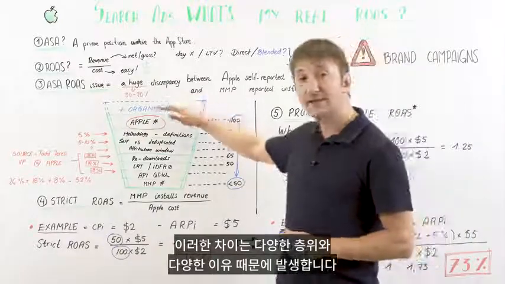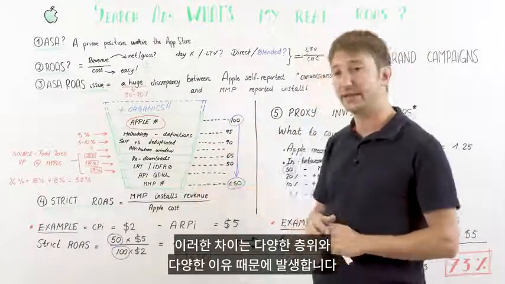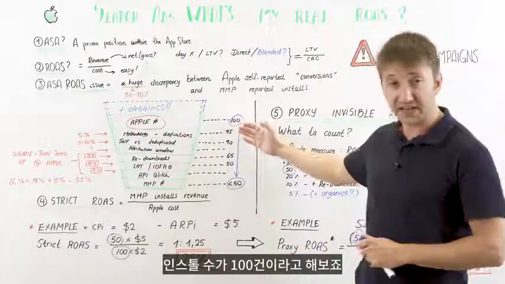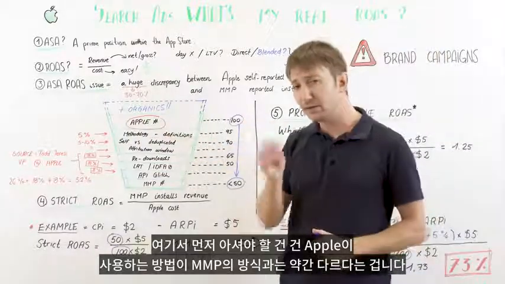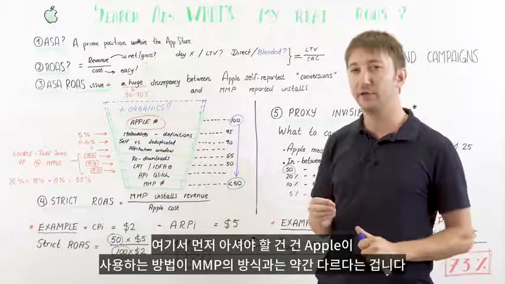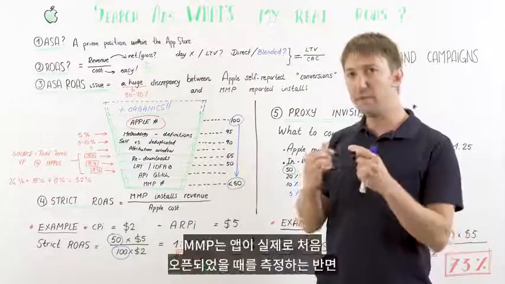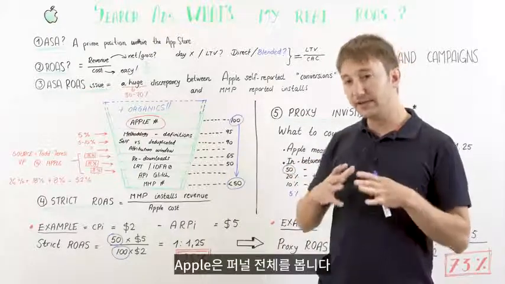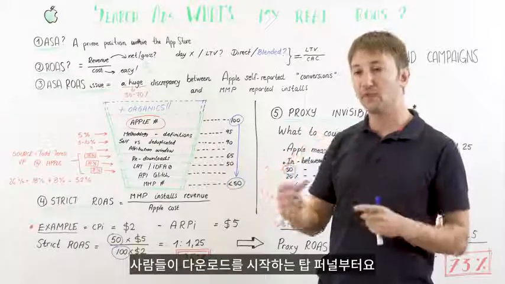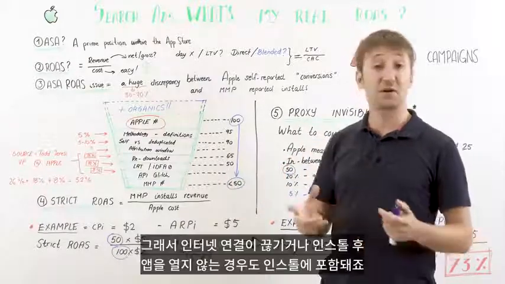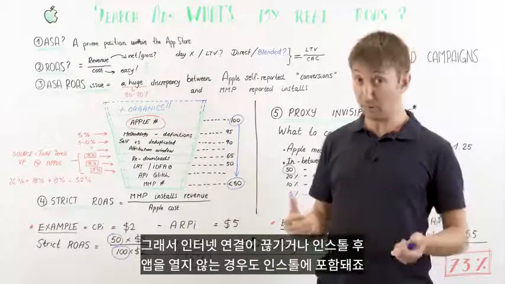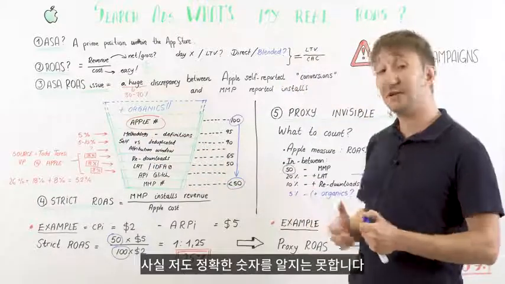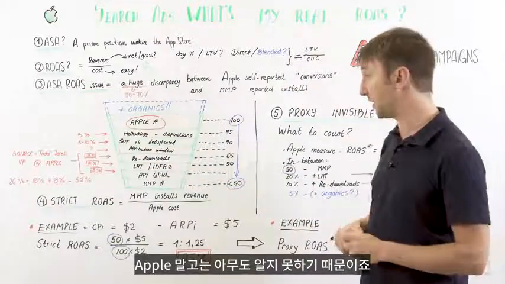And there are many layers and many reasons why this discrepancy exists. So here we start from the Apple number of installs. We're going to say it's 100. And the first thing is that the methodology that Apple uses is a little bit different to the one your MMP is going to use. The MMP is going to measure when the app is actually opened for the first time, whereas Apple sees the whole funnel, the very top of the funnel, where people initiate the download and maybe the connection breaks, or maybe they install the app and they never open it. That's going to happen. It's actually a fairly small difference, maybe up to 5%. I don't really know the exact number because nobody other than Apple knows that one, but it's fairly small.